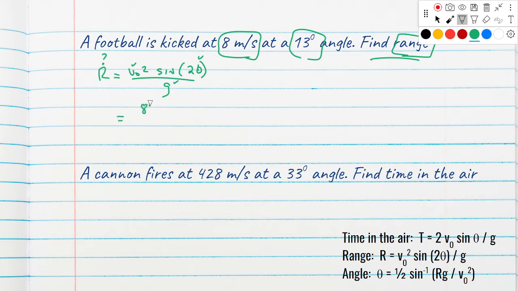The initial velocity is 8 meters per second. Formula says I got to square that. I've got the sine of 2 times theta. Theta is 13 degrees. And then I've got g is 9.8 meters per second squared here. Now, I don't need to worry about positive or negative in these things, okay? G is always positive. Okay, just put in 9.8.